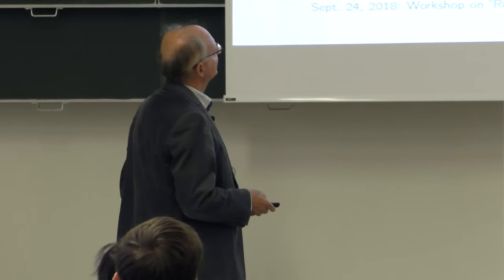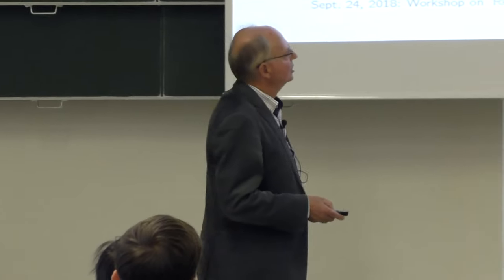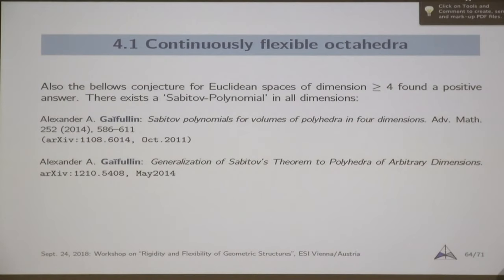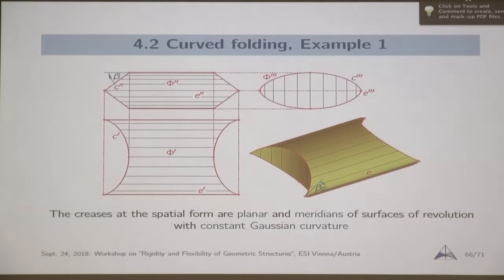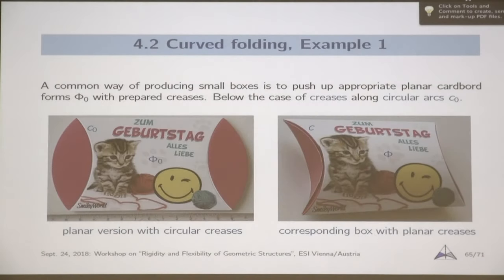geometry as well. And also another remarkable result is due to Alexander Gaifulin. He showed that such a Sabitov polynomial exists also in 4 dimensions, and also it exists in all arbitrary dimensions. So that means the Bellows conjecture is also valid in the n-dimensional space. So just maybe 2 minutes.